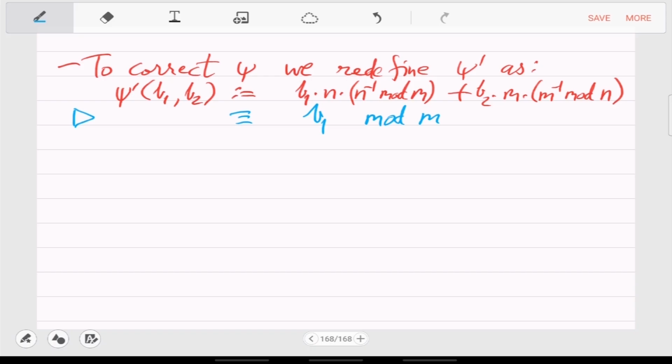And symmetrically, you get b2 mod n, because now the first summand is killed and the second summand becomes b2 times 1. Is this clear? So which means that x has solution psi prime.